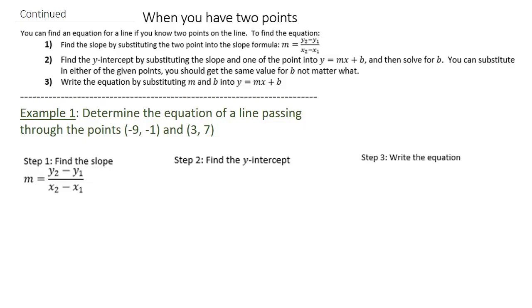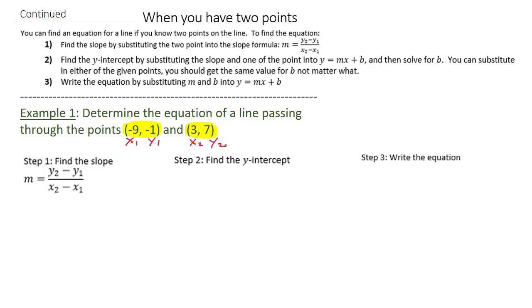Okay, so let's talk about example 1 here. Determine the equation of a line that passes through these 2 points, right? All right, so how do we do that? Well, let's first start by labeling our coordinates. I'm going to call this x1 and y1, and this one x2 and y2.